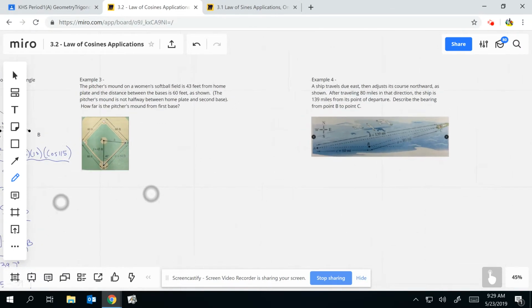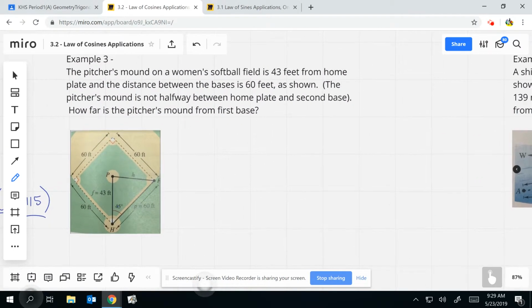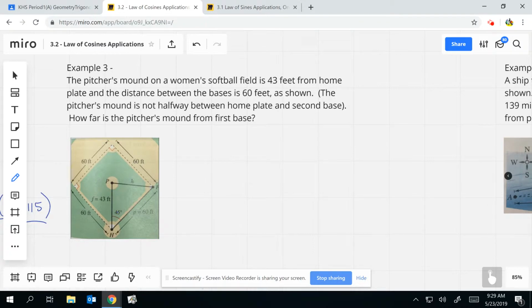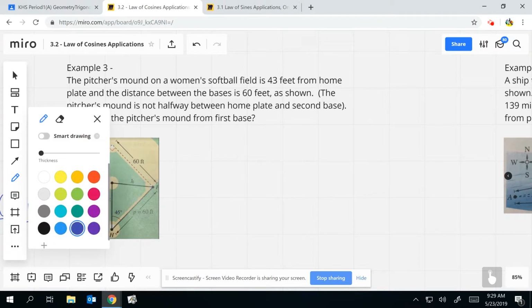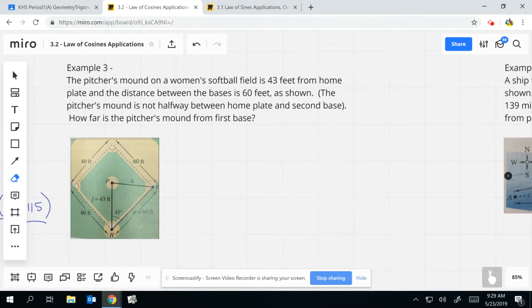So here's an application problem, a women's softball field. Okay, if you drew a line from pitcher's mound to first base, it would make a triangle with the first base line. And from pitcher's mound to home plate is 43 feet. That would be for softball. In men's professional baseball it is 60.6 feet. So in women's softball, it's comparatively 43 feet. And what we know is the bases in women's softball are all 60 feet apart. So you've got two sides of your triangle, plus you've got this 45-degree angle right here. So you actually have SAS in the triangle.